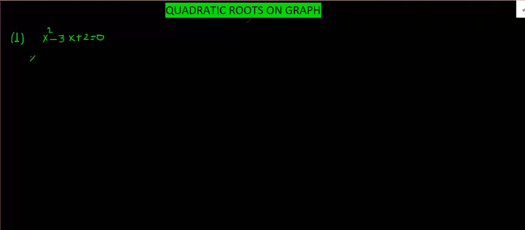सिंपल इक्वेशन है, फैक्टर हो जाएगा इजीली. (x minus 2)(x minus 1) is equal to 0. Means x equals to 1 and x equals to 2 are the roots of this quadratic equation.